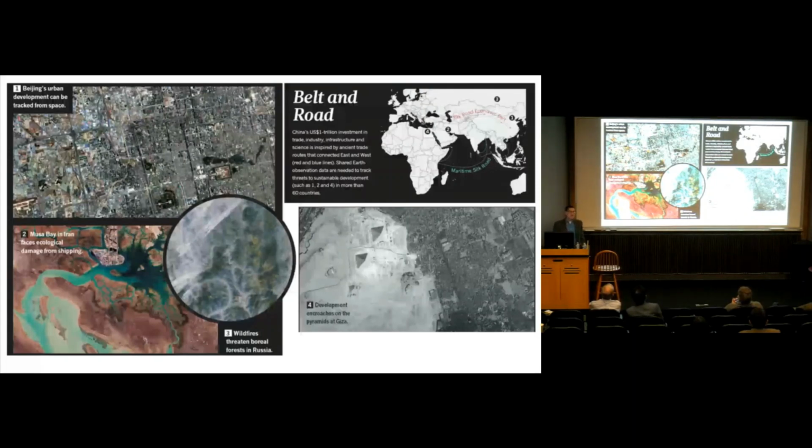These are the examples that appeared in that Nature paper. We can observe the urban development from space in Beijing. We could look at land, coastal, ecological interactions, in this case in Iran. We can track and map wildfires, which occur across a large part of the Belt and Road region, and we can look at development encroaching on cultural and heritage sites.